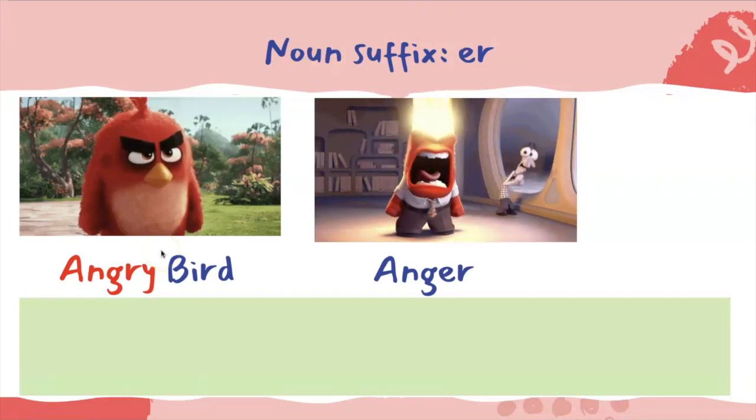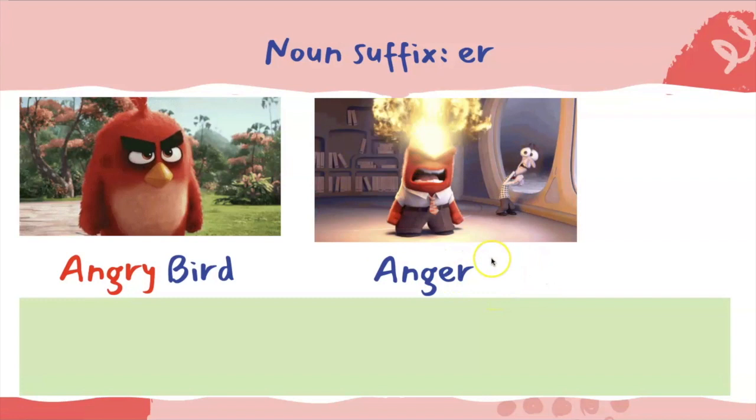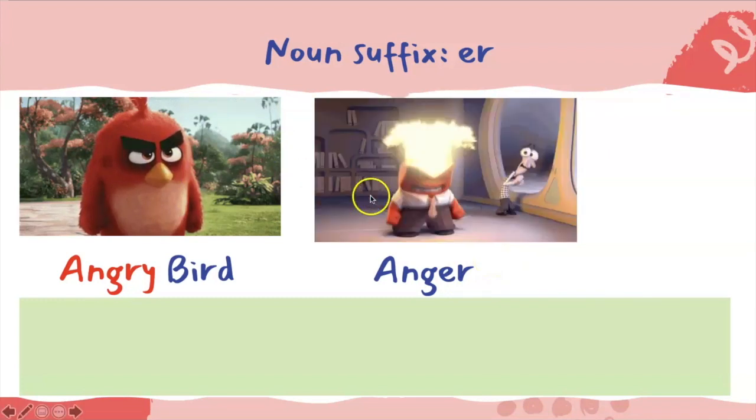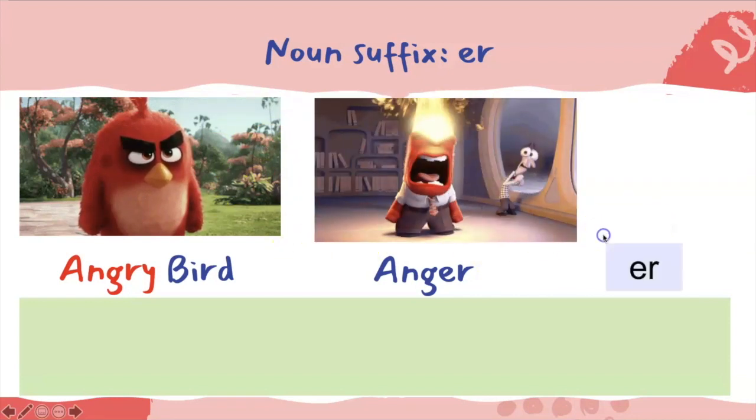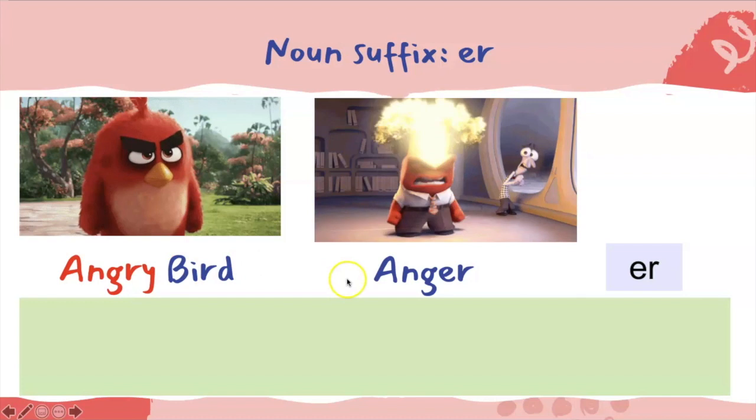Its name is angry bird, a bird that's very angry. Angry here is used to describe the bird. It is an adjective. Anger is the name of the character. It is a noun. They both have the same feeling here. They all feel angry. And you can notice here, er is the noun suffix that we use to change the adjective angry into the noun anger.